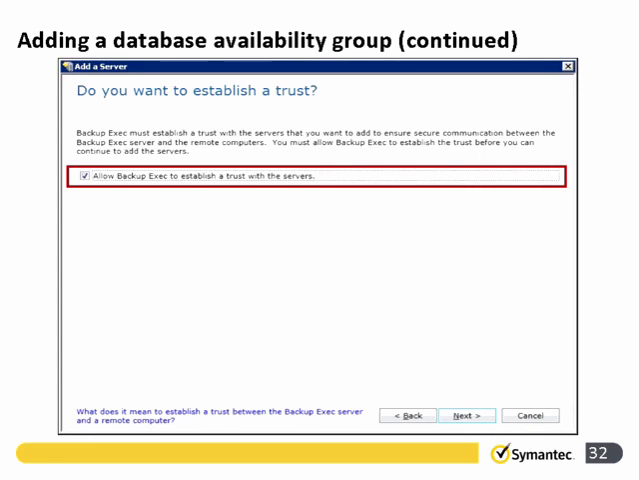Do I want to establish a trust? If you do not allow this trust, you will not be able to create this availability group. So you must establish the trust. This is a trust within Backup Exec. So this is a trust between the Backup Exec server and the agent that is installed on that Exchange server.